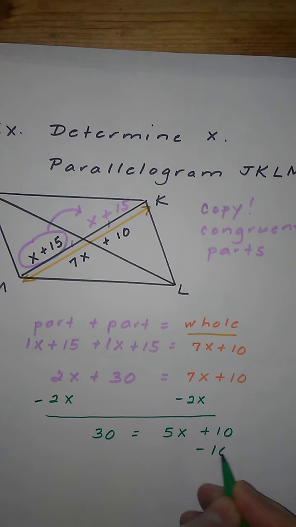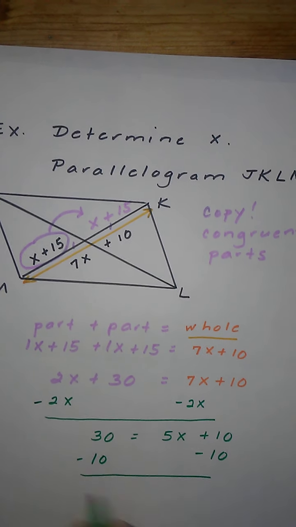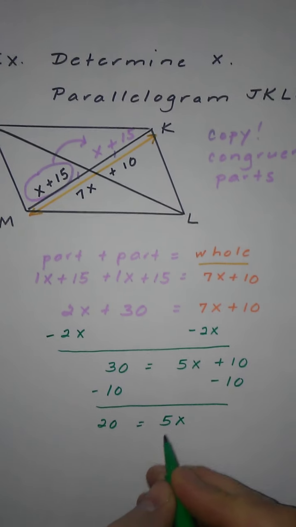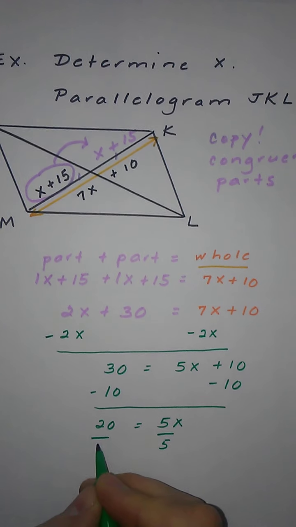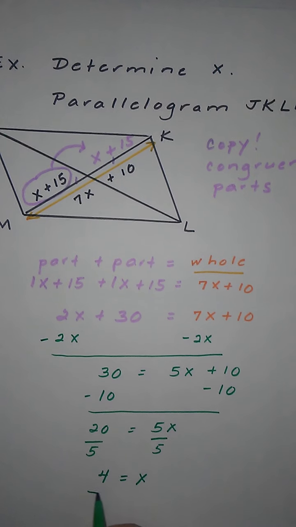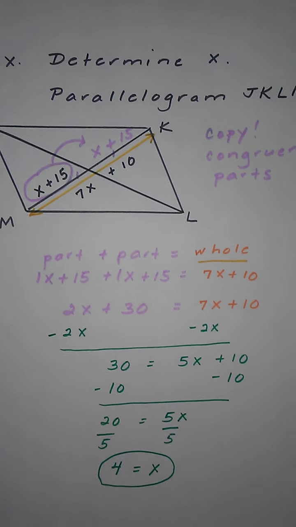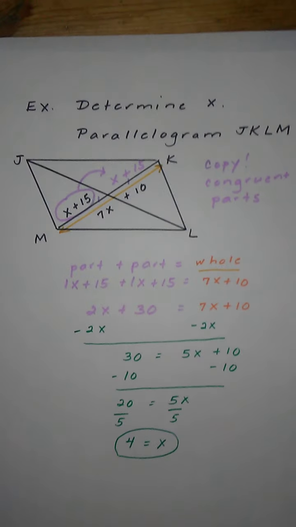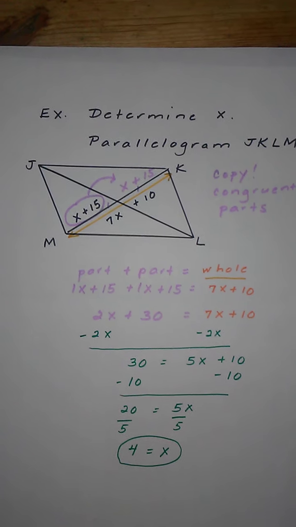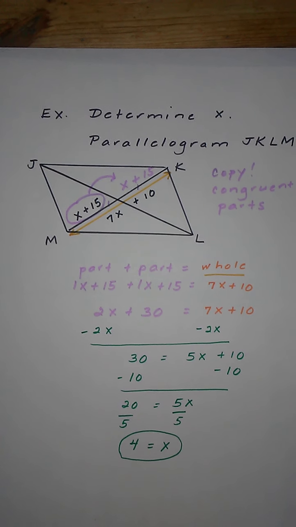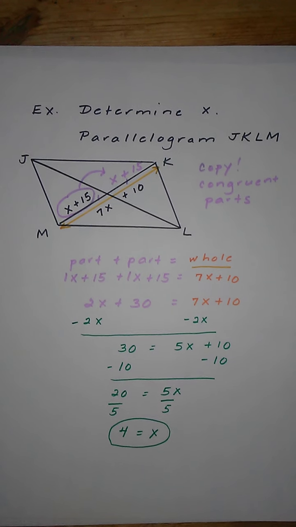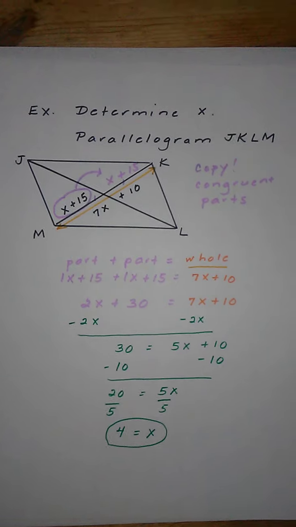A couple more solving steps to determine what x is. x is 4. Again, please remember that 4 could be substituted anywhere within the picture. If you do that mentally, the two smaller segments are 19 units, and the entire diagonal MK is 38 units.